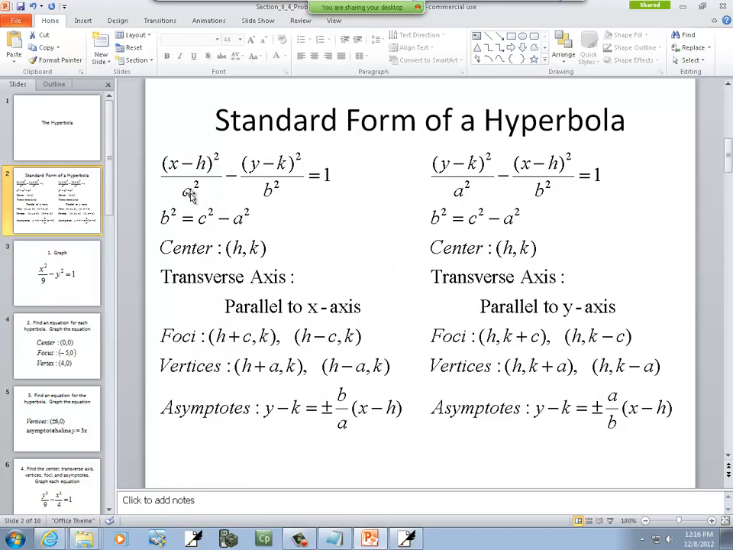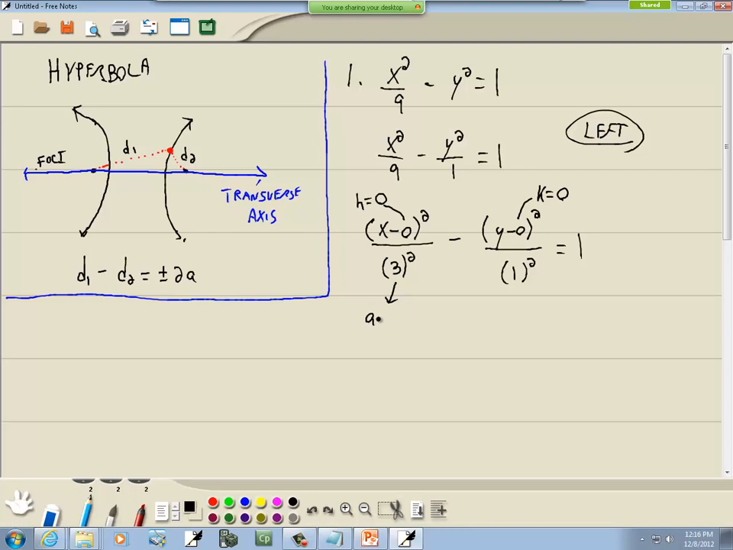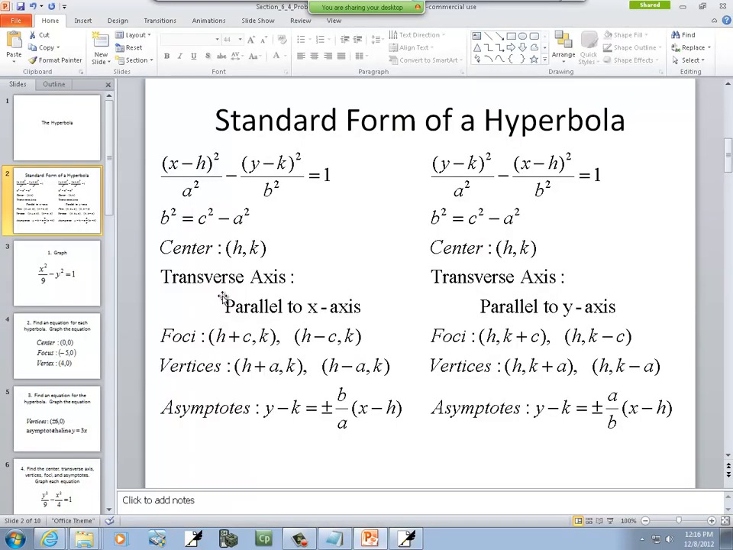The number underneath the x squared part is a in the left form, so a is 3. And the number underneath our y squared part is b, so b is 1. Okay, so we got a is equal to 3, b is equal to 1. We need to find c.